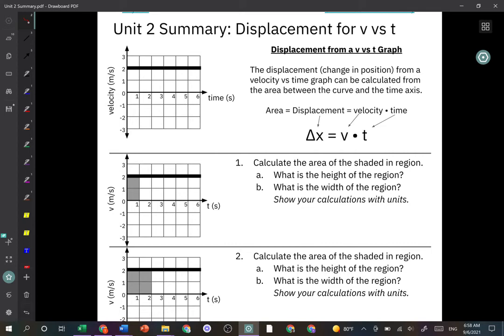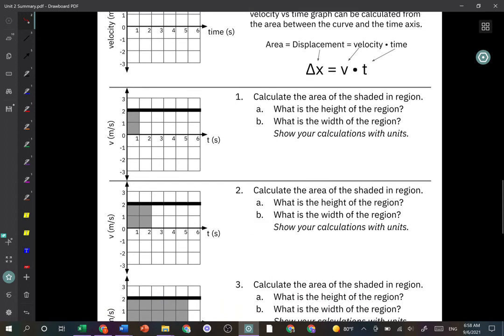Now for this problem, there's going to be 3 looking at the exact same time region. Now, assuming that our math here works out the same, where the area is indeed equal to that change in position or displacement, our answers for these next 3 problems should be the same as for the previous 4, really. So, problem 1, calculate the area of the shaded in region.